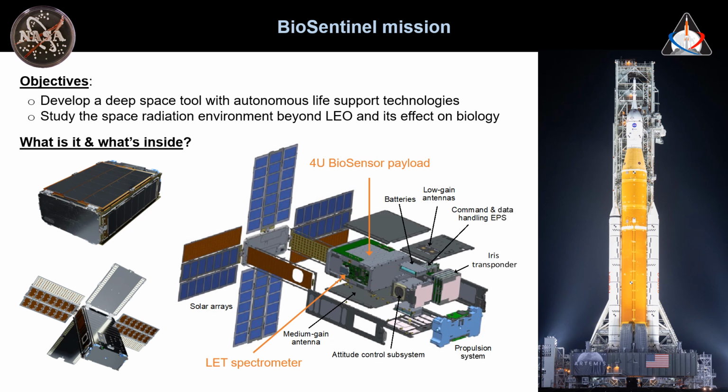On the bottom, you see the different structures within that satellite, starting with what is called the biosensor payload, where the biology is located. And next to it, we have the so-called LET spectrometer, that is a radiation detector. And everything else around it is what allows this biosensor to maintain yeast or biology in deep space, including, for example, propulsion or solar arrays, batteries, a radio transponder, controls, navigation, etc.